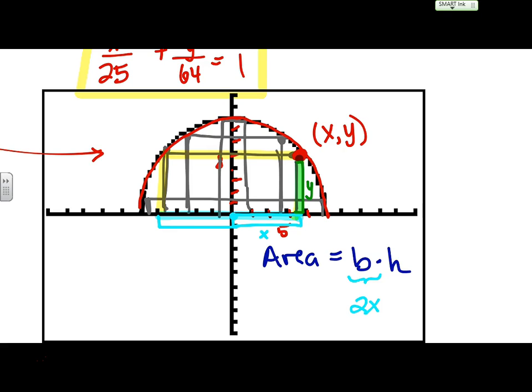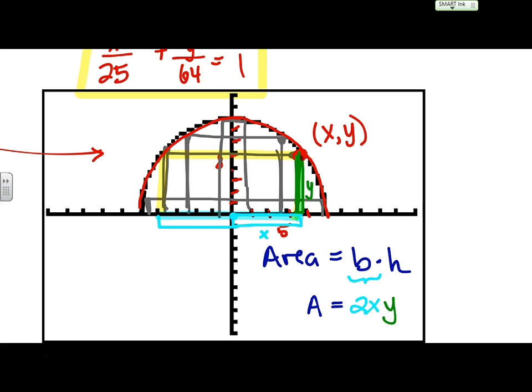Now, how many y's do I need for a height? Just one. Oh, just one. Because check it out. 1y is the height of the rectangle, so that's going to work. My 1x wasn't enough for the base, so I had to double it in order to be the entire base. My 1y is enough for the height. So now I have my area equals 2xy.